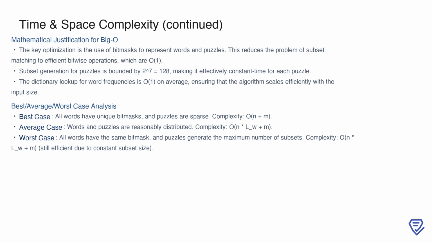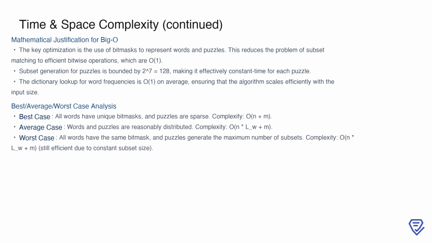For the best-case scenario, where all words have unique bitmasks and puzzles are sparse, the complexity is O(n + M). In the average case, with reasonable distributions of words and puzzles, the complexity remains O(n*L_W + M). Even in the worst case, where all words share the same bitmask and puzzles generate the maximum number of subsets, the complexity does not exceed O(n*L_W + M), thanks to the fixed subset size.